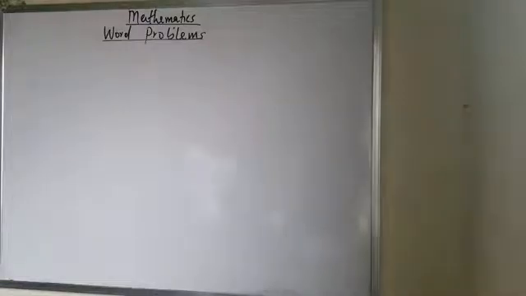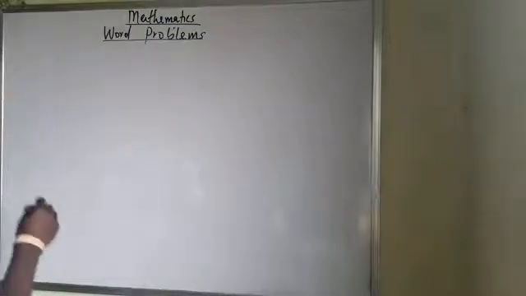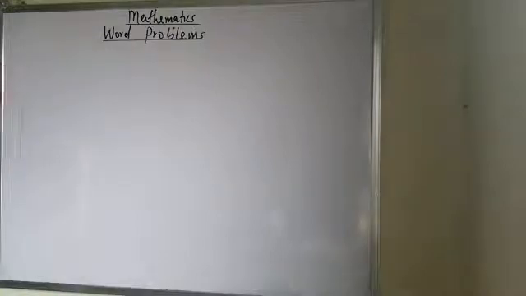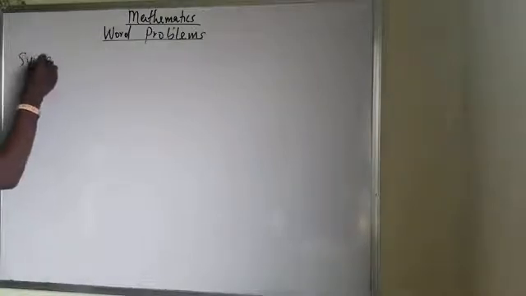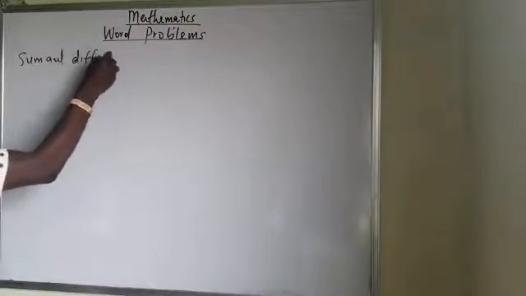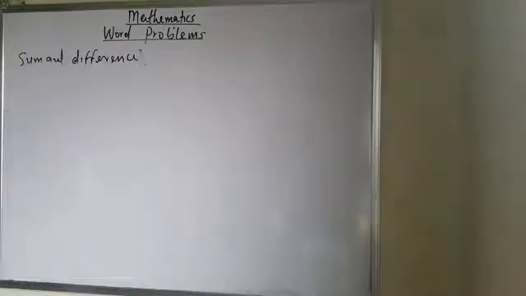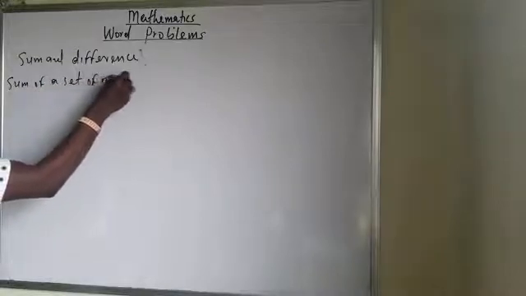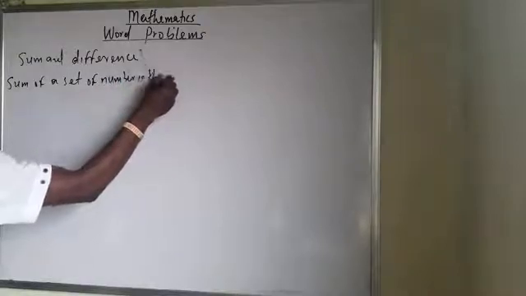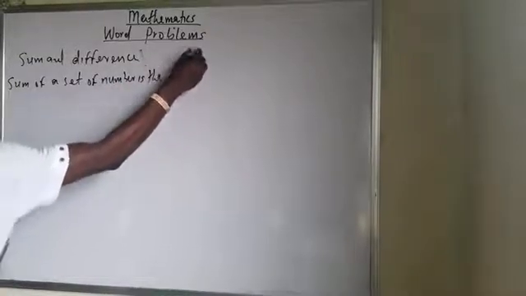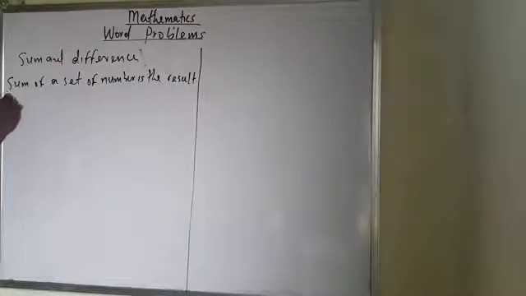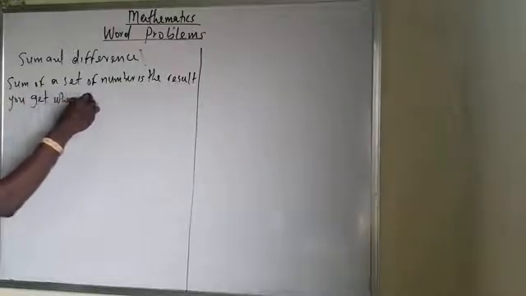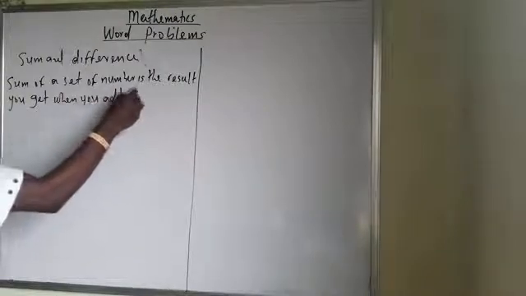Now, when we talk about the first outline, let me start from sum and difference. The sum of a set of numbers is the result you get when you add the numbers.